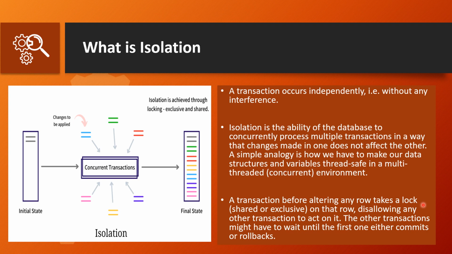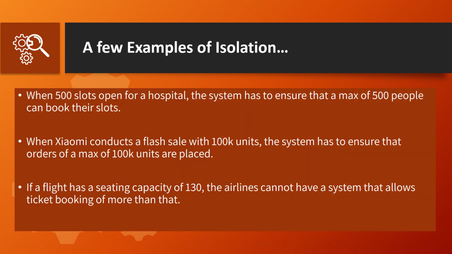Until and unless both results are received, the next transaction in the queue has to be on hold, and as soon as the first transaction completes, the second one will get executed. In this way concurrent transactions perform, disallowing any other transaction to act over it. The other transaction might have to wait until the first one either gets committed or rolled back, as I already explained.